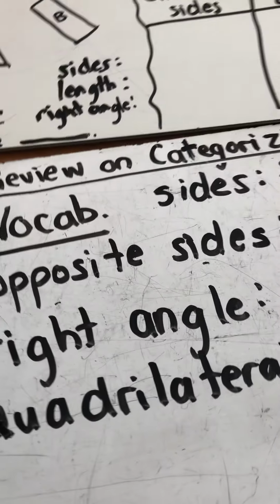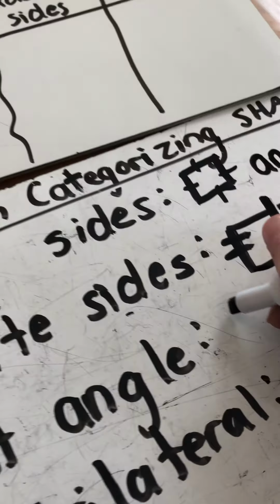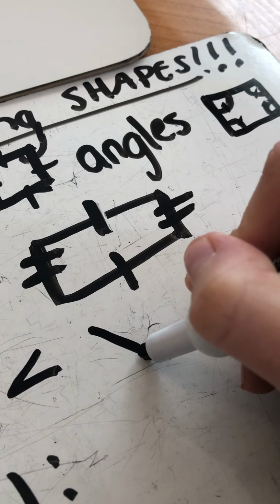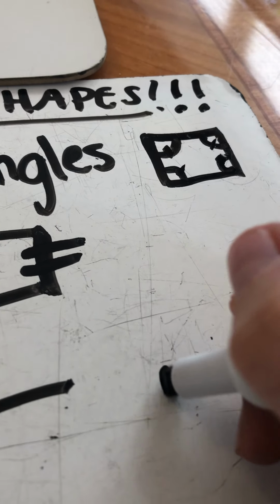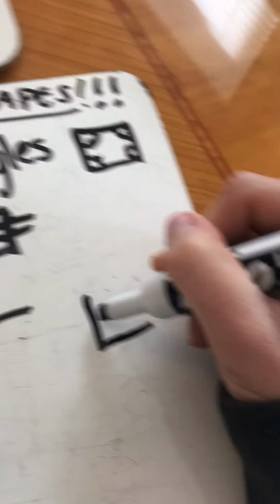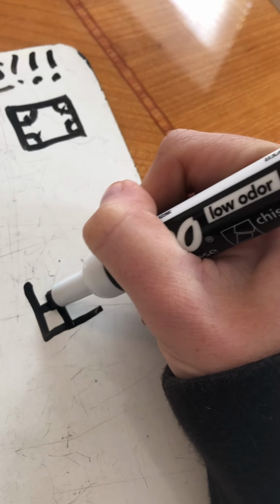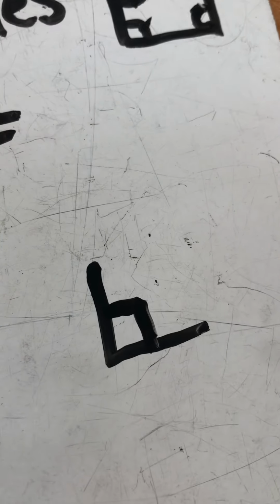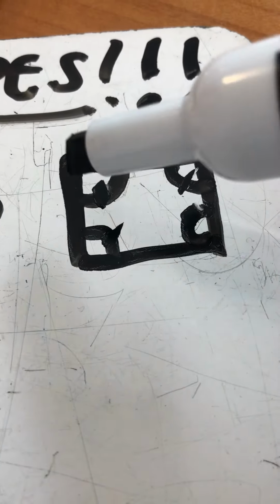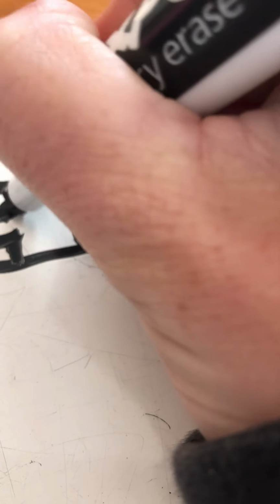Next word is right angle. Now, angles can look like this, acute and tiny. They can look like this, obtuse and big, or they can look perfectly like this. This is a right angle. It is 90 degrees, and you can usually make a perfect square right there. That means a right angle. If we look back at my square, this square has 4 right angles, because I can make a perfect square on each one of those angles.